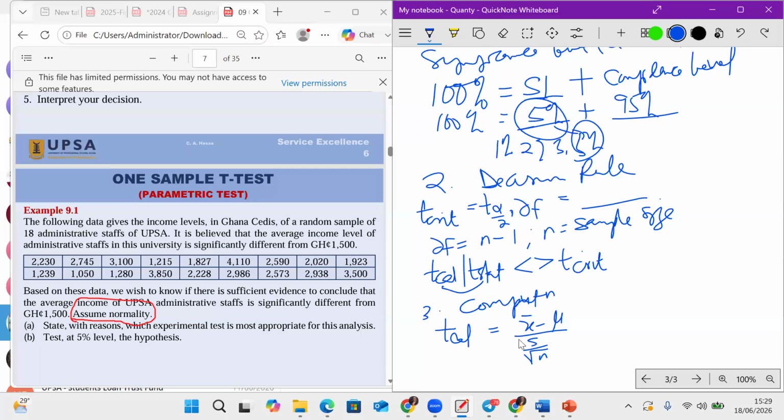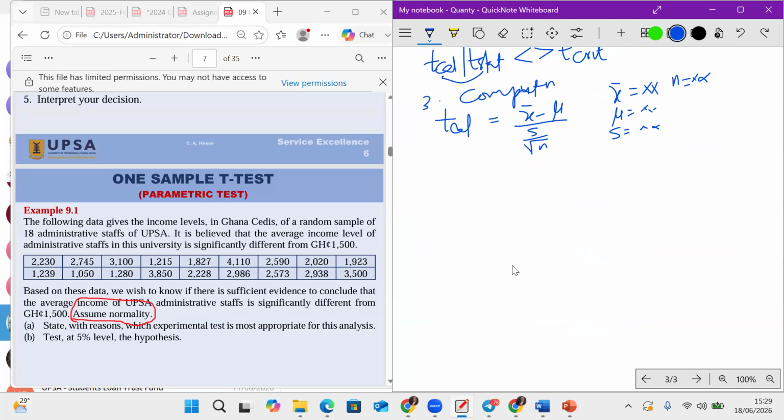Mostly in exams, they can give you the X bar, which is the average or the mean, the sample mean, the population mean, the standard deviation, and the N. So they'll give you the values for all these, and you just plug them into the formula. Yesterday, the one we solved, there were no values given, so we had to go and find the values. Then when we get the T-cal, we take note of it.